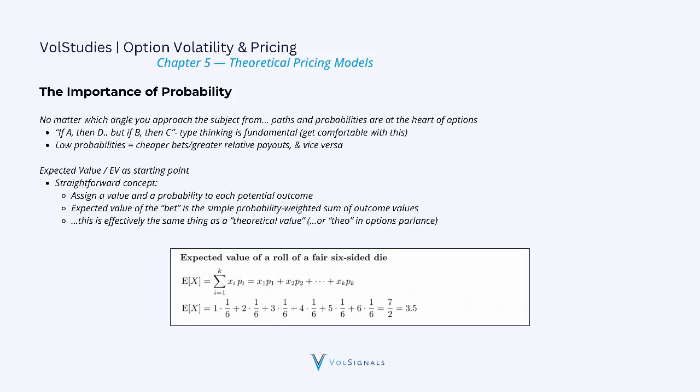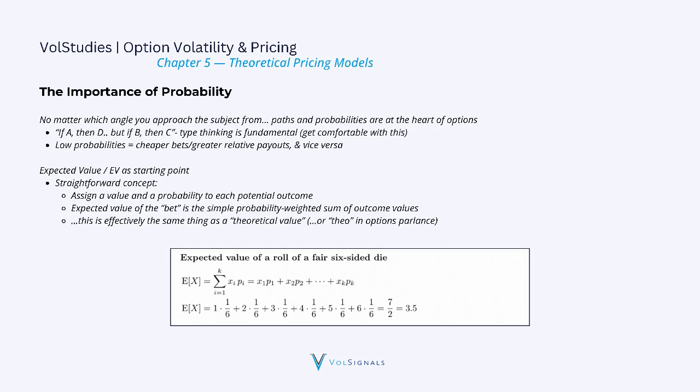Natenberg talks about low probabilities as being cheaper bets. That's very basic. The lens with which you look at this is expected value. Now, this is a straightforward concept that he approaches first through the lens of the traditional six-sided die game. And you can see right here, the point of this is that the way you want to look at things is just assigning a probability to an outcome and then evaluating how much that outcome is worth, summing it all up, and that's your theo, or your theoretical value of the bet itself.